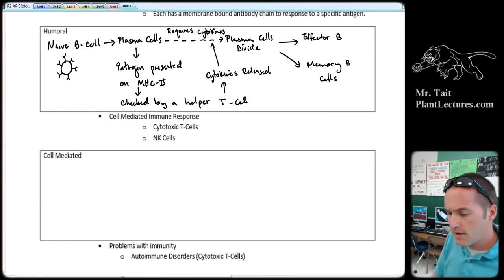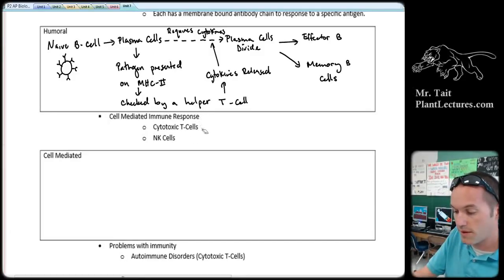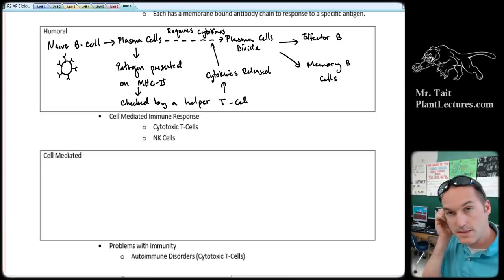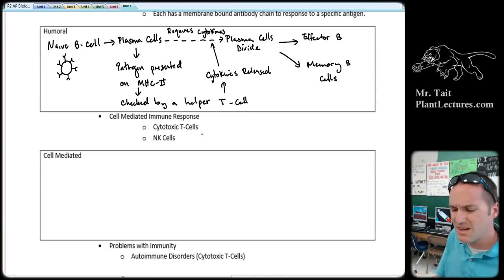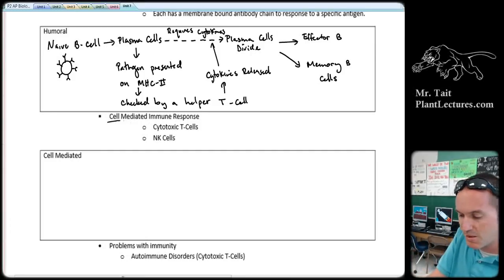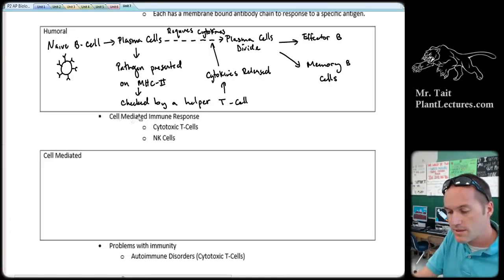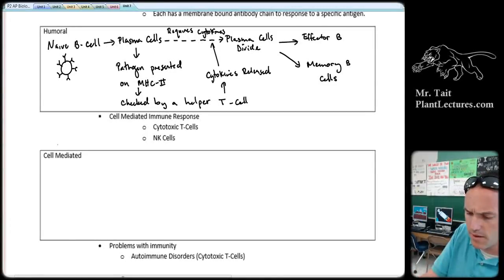So then the alternative to this is the cell-mediated immune response. And the cell-mediated immune response is going to revolve around these things, cytotoxic T cells and NK cells. Specifically, cytotoxic T cells have a much bigger role in the cell-mediated immune response, because when we say cell-mediated, what we mean is that a pathogen has entered a cell and that cell is now infected and it's producing some non-self protein. Okay, so you've got these things.